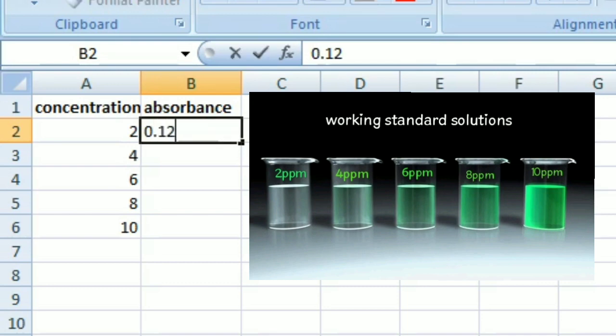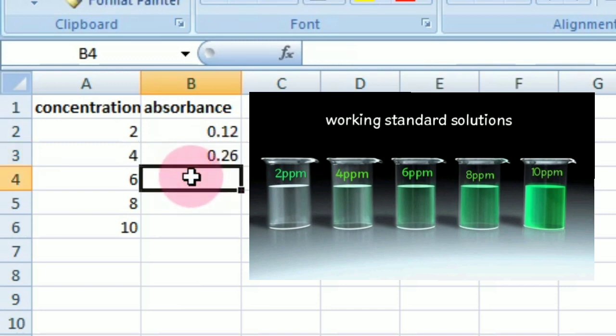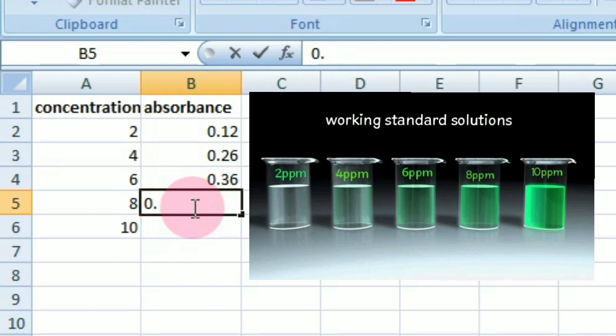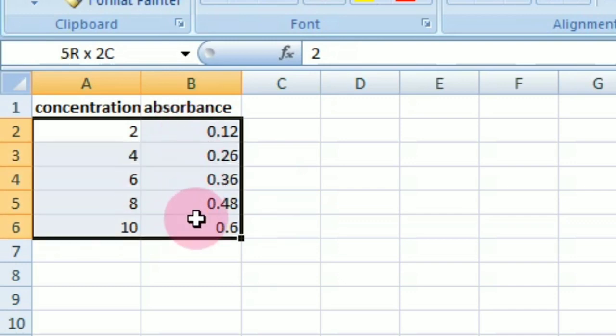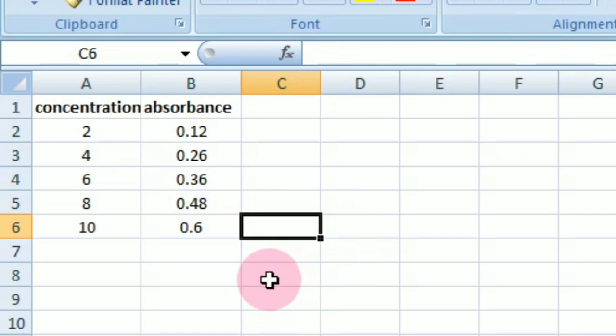And the absorbance readings that I have noted down from the spectrophotometer are 0.12, 0.26, 0.36, 0.48 and 0.6. So this is the data that I have. With this I am going to construct a calibration curve.